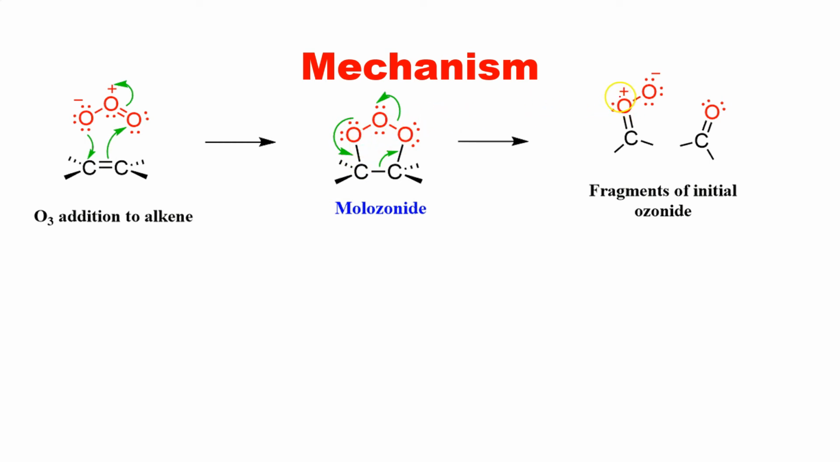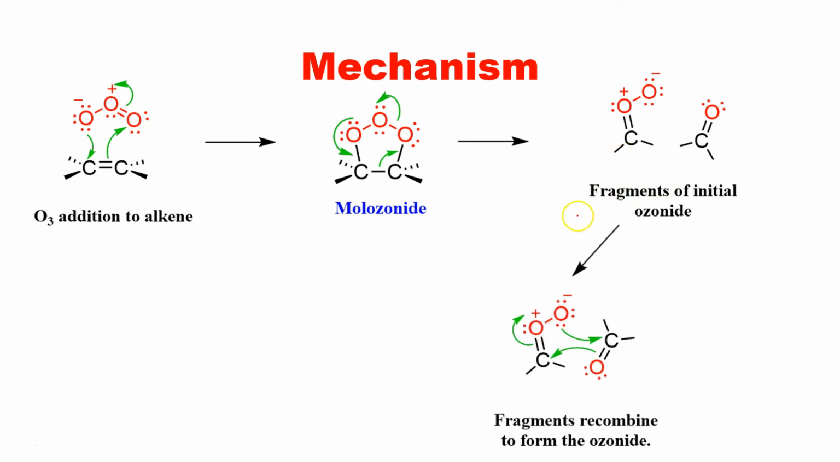And this oxygen becomes electron deficient, because now it has only one lone pair of electrons. As such, it should have two lone pairs of electrons. So these fragments, one is a carbonyl fragment and the second one is a Zwitter ion, and they will again recombine. So they will recombine now in a different manner.